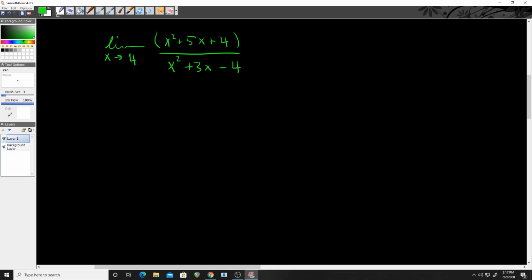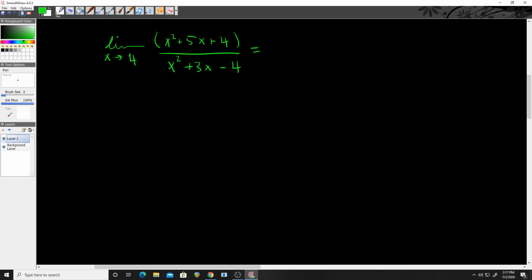Okay, so the idea is, polynomials are continuous. So x squared plus 5x plus 4 is continuous. x squared plus 3x minus 4 is also continuous. Now, the only place where we have to worry is where the bottom is 0, because that gives us division by 0. And we first want to see if that's a problem.